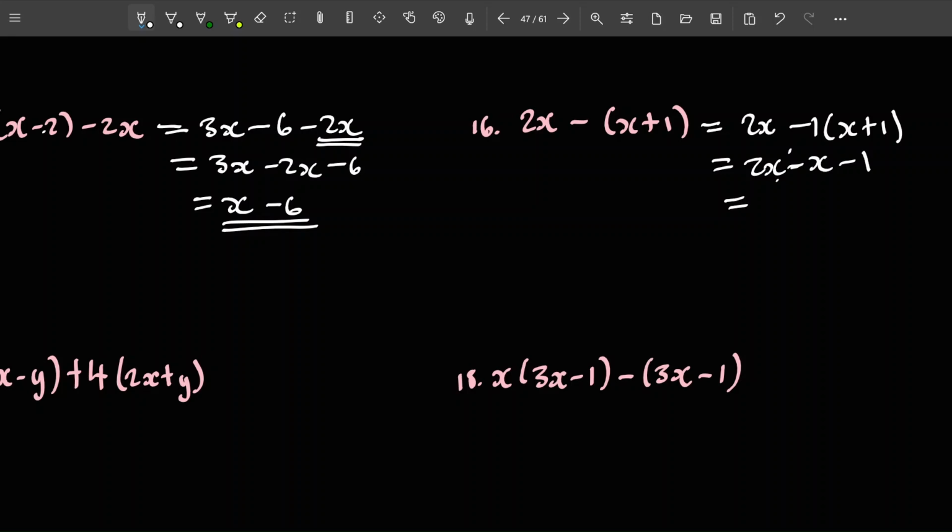So it's now 2x minus x. It's like saying 2 minus 1. Because I'm grouping like terms, I look at the numbers in front. So it'll be 2 minus 1 is 1, of what? Of x. And then minus 1 at the bottom. You're done.